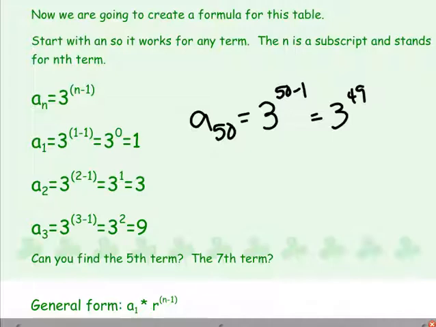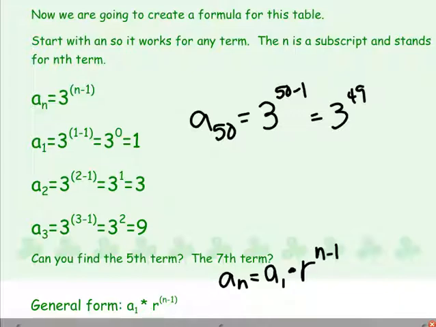The general formula, very similar to the arithmetic, we have a sub n is equal to our first term, a sub 1, times our constant ratio, not constant difference, constant ratio to the exponent of n minus 1.